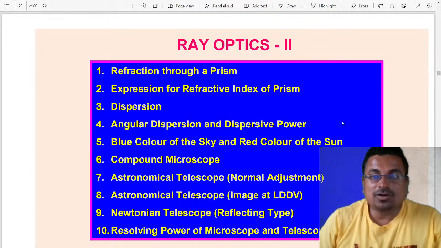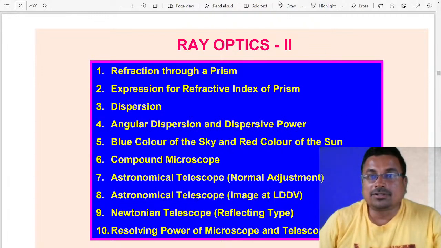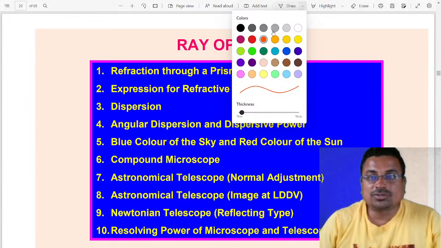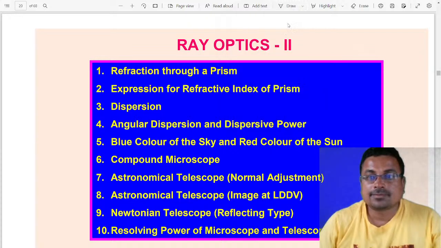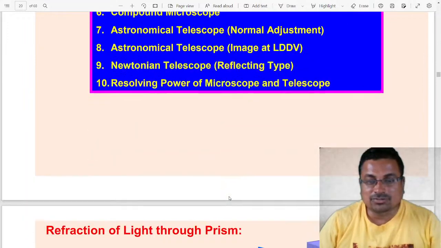So in this topic we have to learn about the refraction through a prism, the expression for refractive index of a prism, dispersion, angular dispersion, color of the sky, microscope, telescope, and Newtonian telescope, resolving power of microscope.